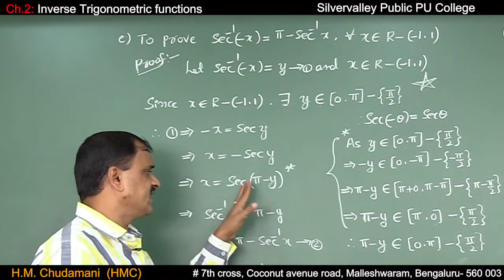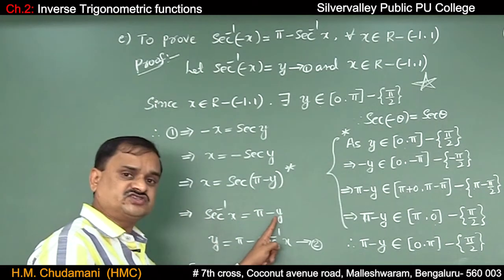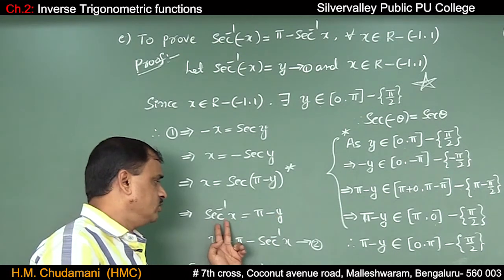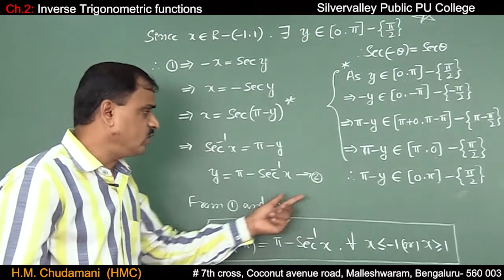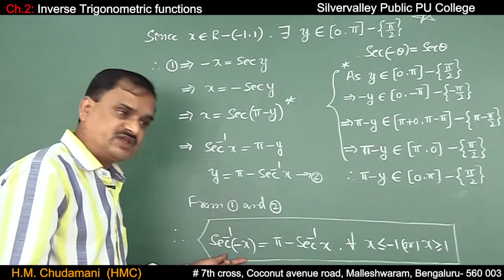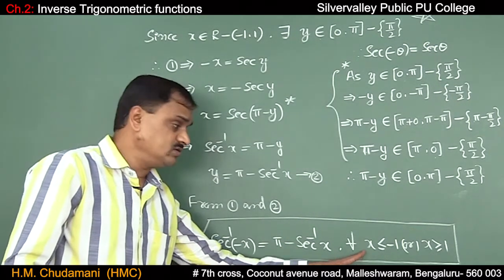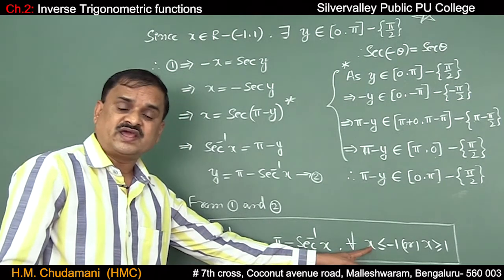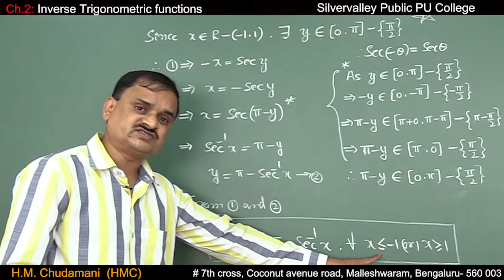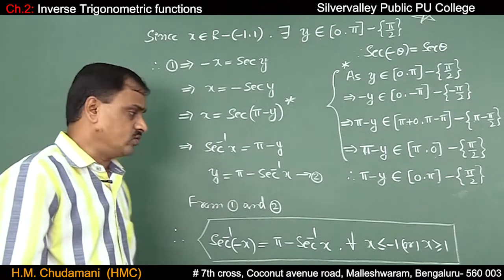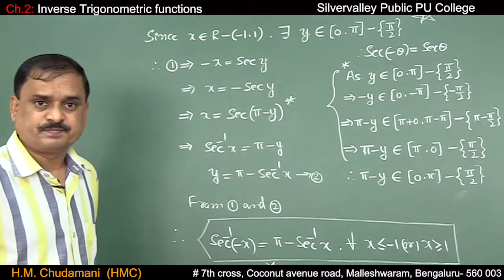You can write this as secant inverse of x is equal to pi minus y. So interchange these two: y is equal to pi minus secant inverse x. Say this is equation 2. From 1 and 2, secant inverse of minus x is equal to pi minus secant inverse x for all x belongs to real numbers except minus 1 comma plus 1, nothing but x less than or equal to minus 1 or x greater than or equal to plus 1. One of the important results, expected result.